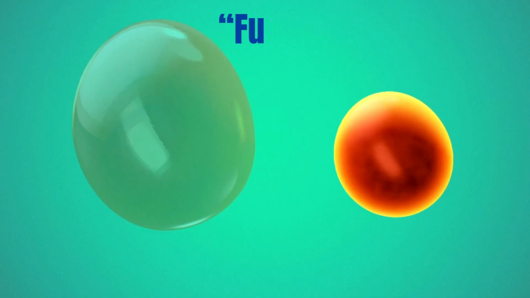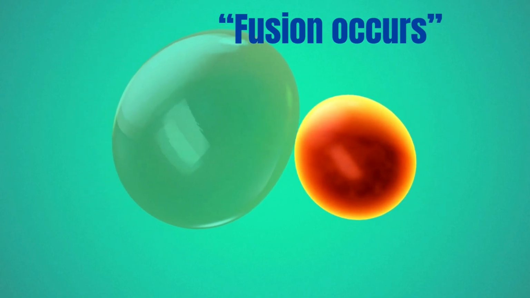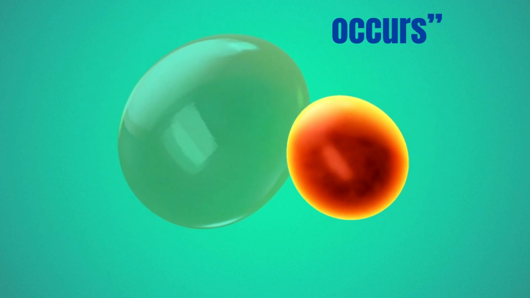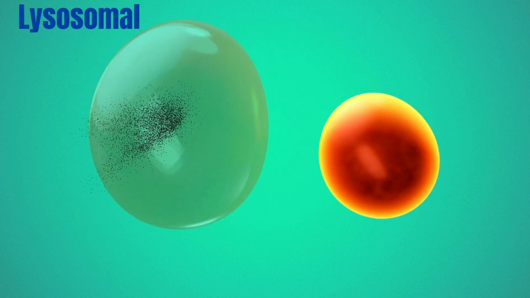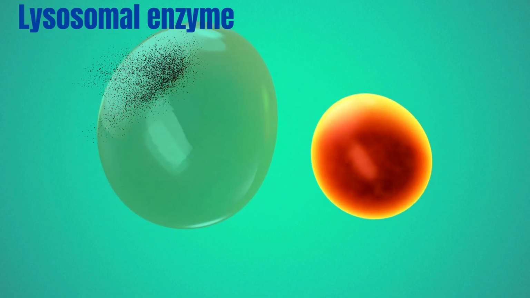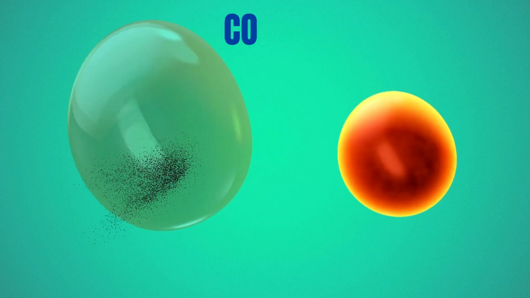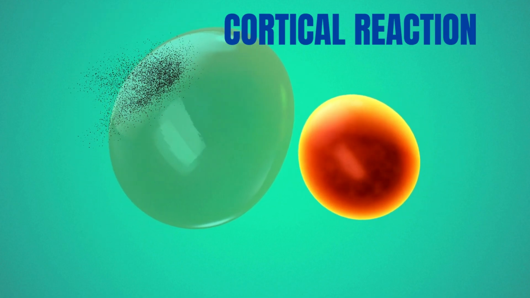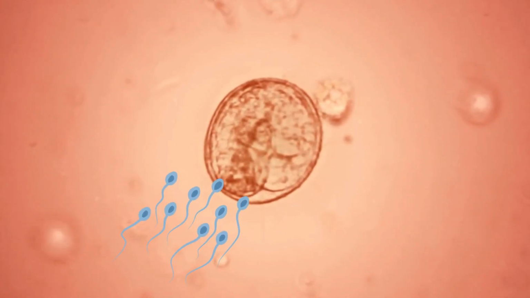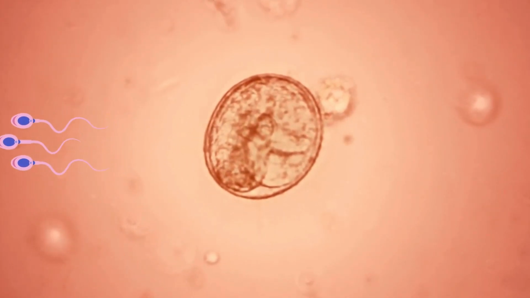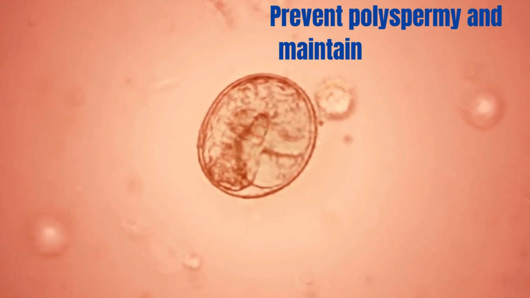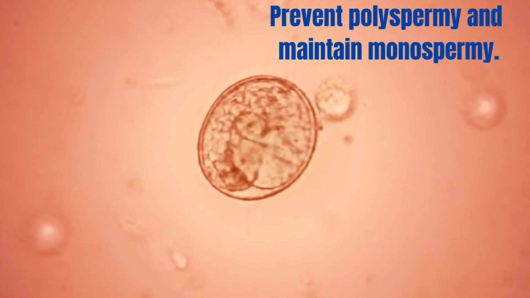After penetration of the egg, the sperm membrane fuses with the oocyte membrane. This results in release of lysosomal enzymes from cortical granules present in the oocyte membrane. This is called cortical reaction. All these events change the membrane properties of the egg and prevent another sperm from entering the egg. This process is very important to prevent polyspermy and maintain monospermy.